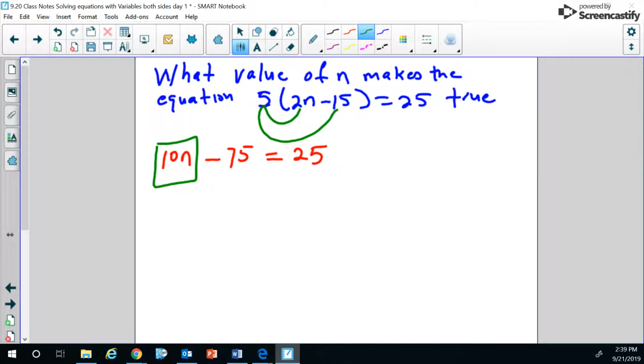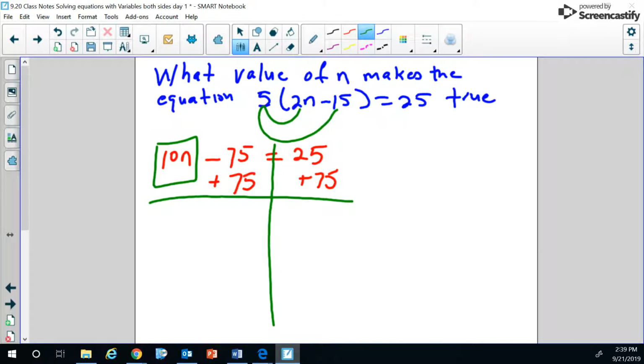All right? I'm going to put a box around my 10n, and I want to see what operation is acting on it. I see there's a subtraction, there's a minus 75. And so to do the inverse of that, I have to add 75. To do that, I add 75 on both sides. Let me draw my line in the middle. Okay? And 75 cancels out, negative 75 plus positive 75 cancels out.